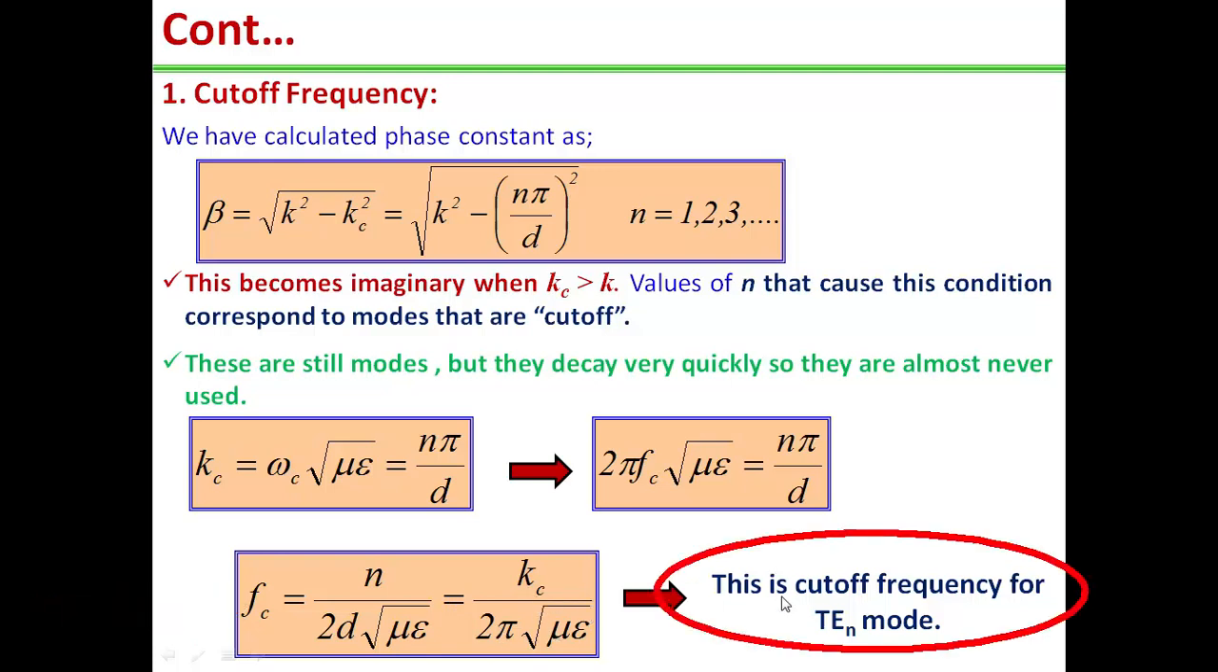And this is the cutoff frequency for TEn mode, where n varies from 1, 2, 3, 4 and so on. n equal to 0 does not exist because TE0 mode will not propagate in the parallel plate waveguide, which we have already discussed in the earlier discussion.